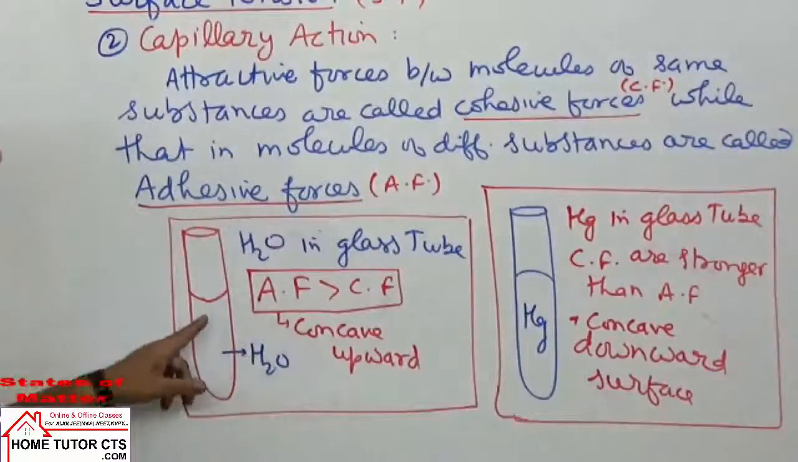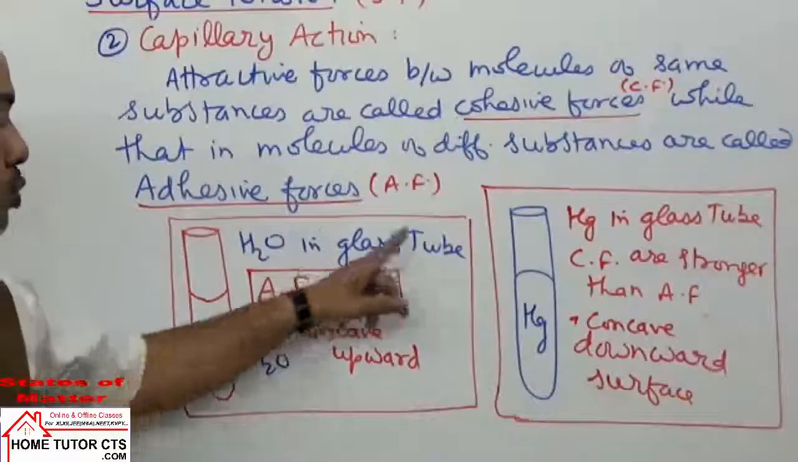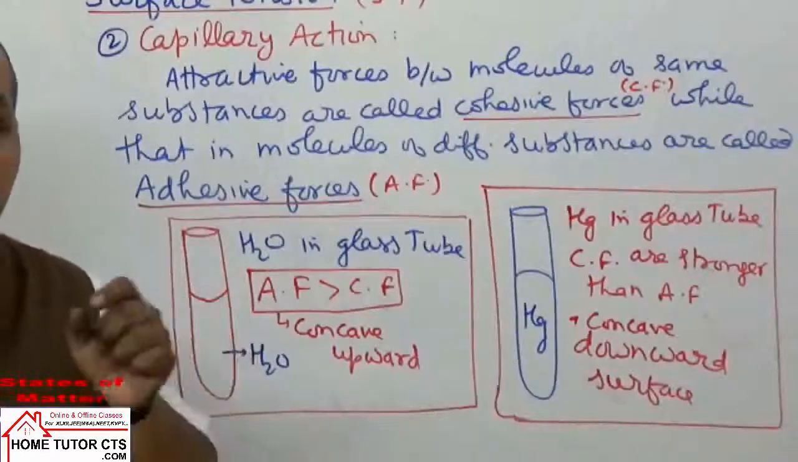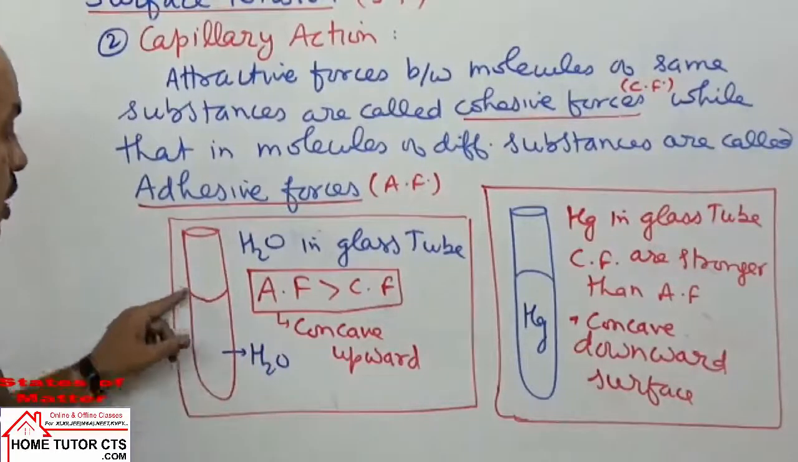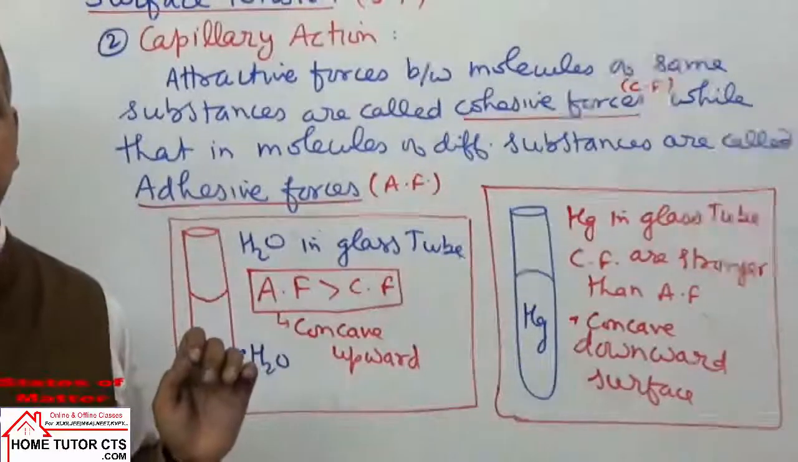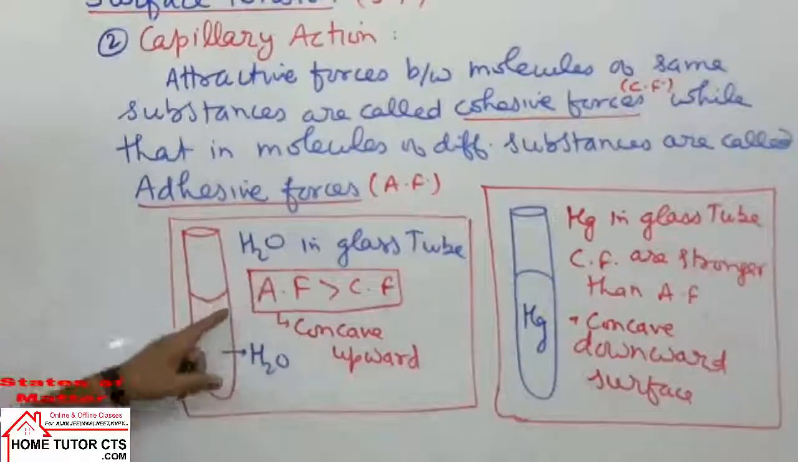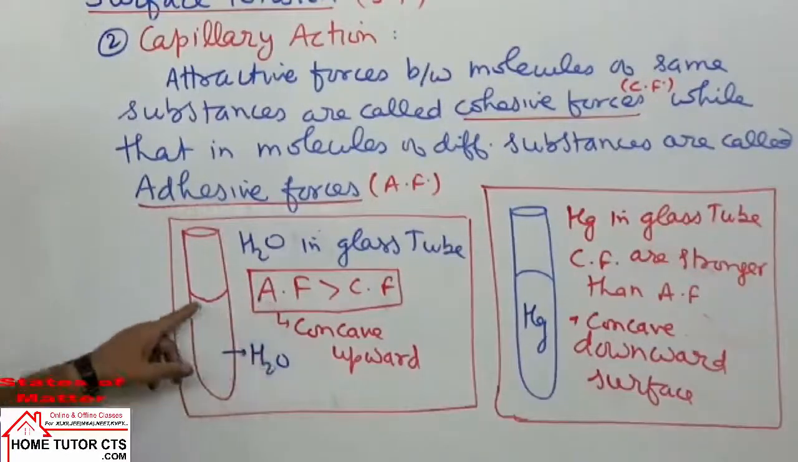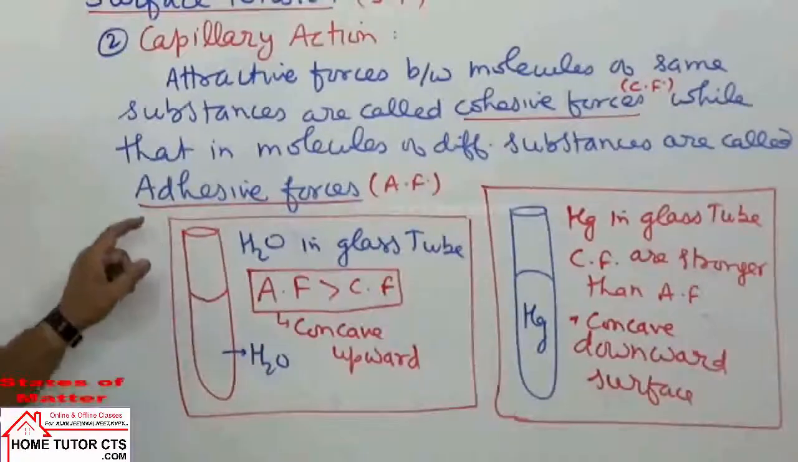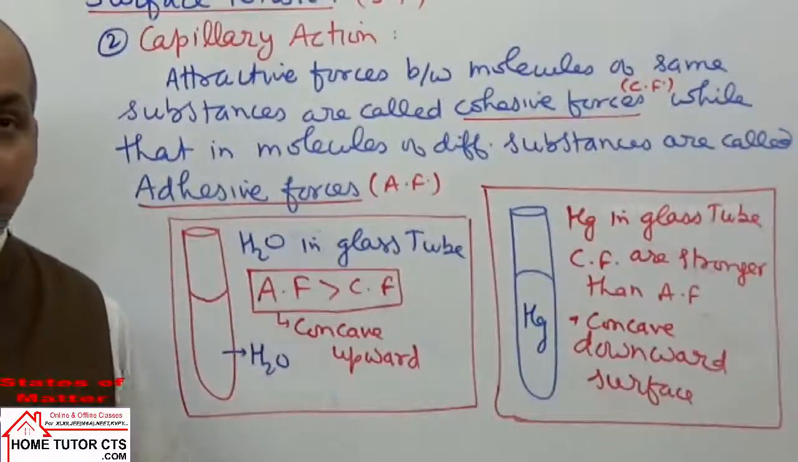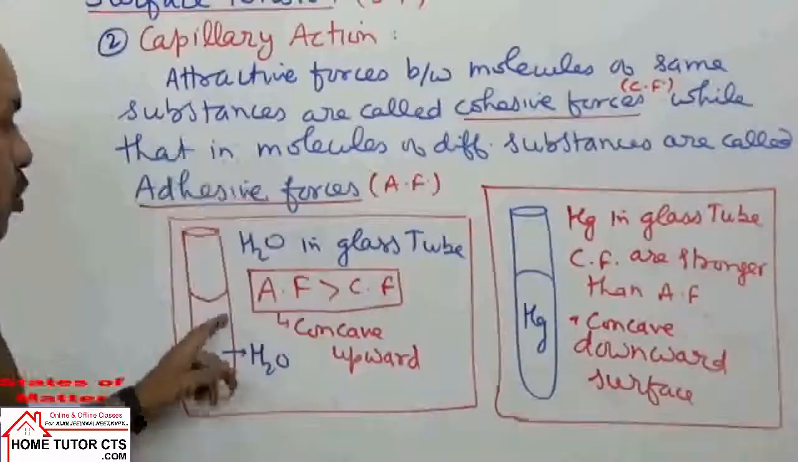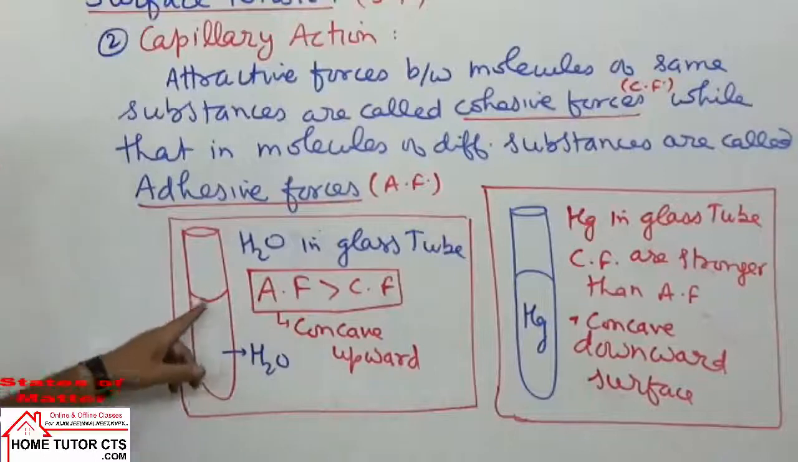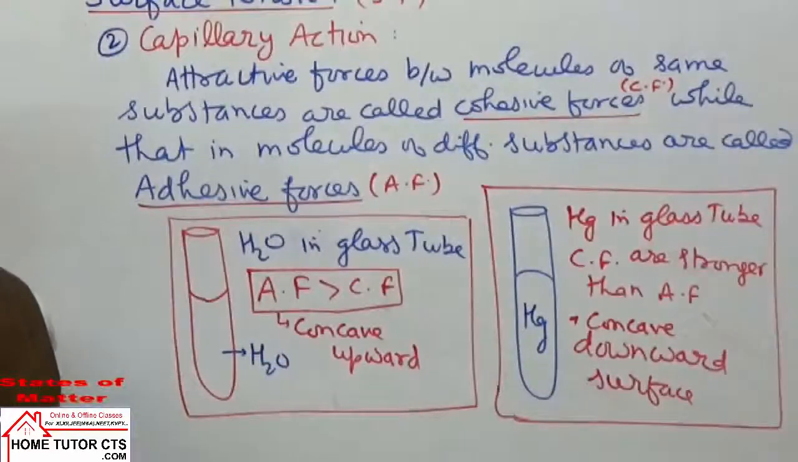Now if you take water in a glass tube, it has a concave upward surface. Why? Because the attraction between the water molecules and the glass is higher. This attraction between the water and the glass is called adhesive force, and it is higher than the cohesive forces existing among the water molecules themselves. For that reason they have a concave upward surface.